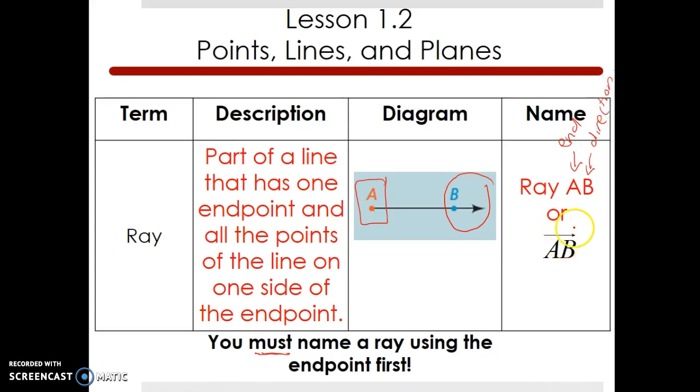Or you could use the symbol for ray. Again, you see endpoint and direction. In this case, can you flip it to BA? No, because if you're talking about BA, it would be going this way. So it's not talking about the same thing. So for a ray, you cannot just switch AB to BA.